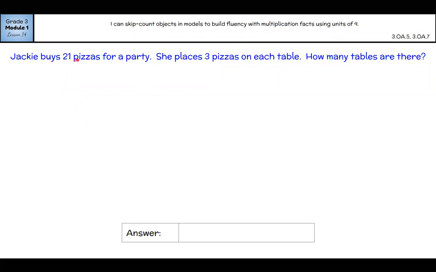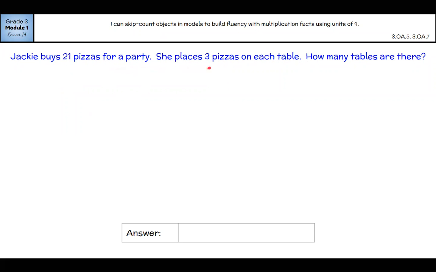So moving on, let's take a look at a word problem. It says Jackie buys 21 pizzas for a party. She places 3 pizzas on each table. How many tables are there? So we know the total number. Immediately my brain says total number. That's probably going to be division, which it is.